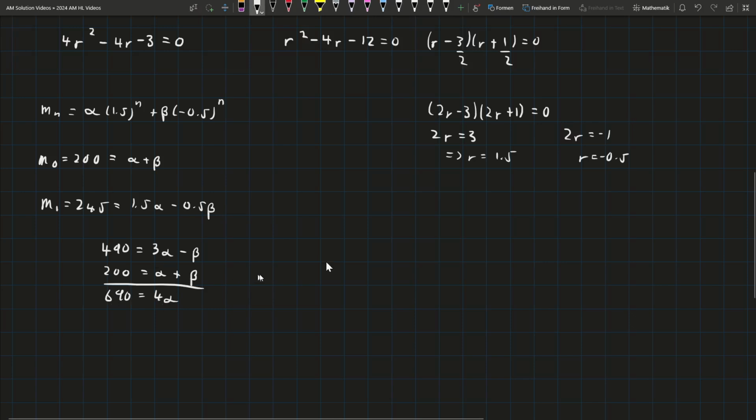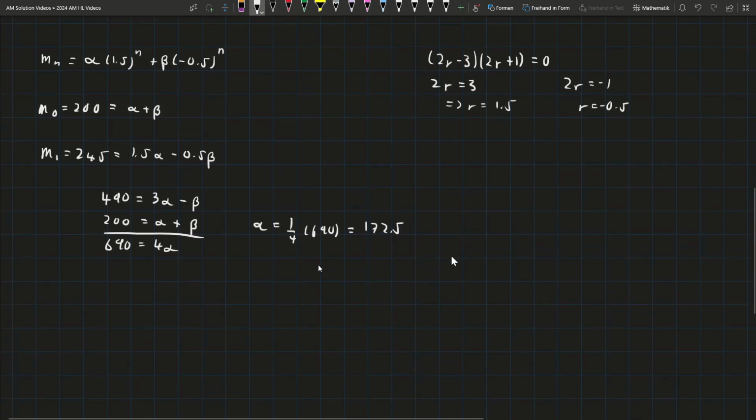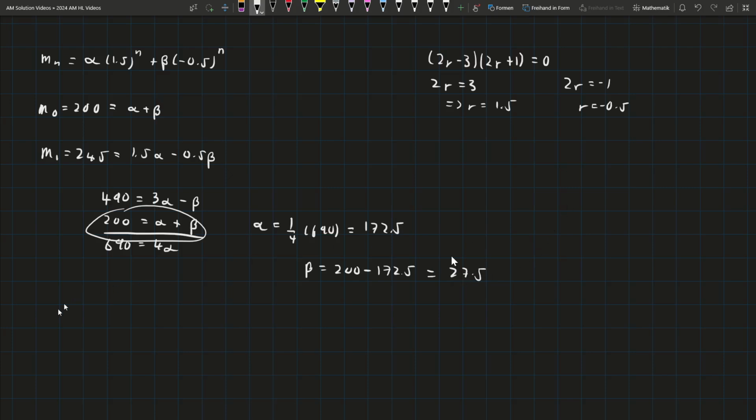That means that alpha is a quarter of 690, which is equal to 172.5. And that means beta is equal to 200 minus alpha, which is 172.5. That's coming from this equation, which will give you minus 200, 27.5. That means that our difference equation, Mn, is given by alpha, which is 172.5, times 1.5 to the power of n, plus 27.5 times minus 0.5 to the power of n.